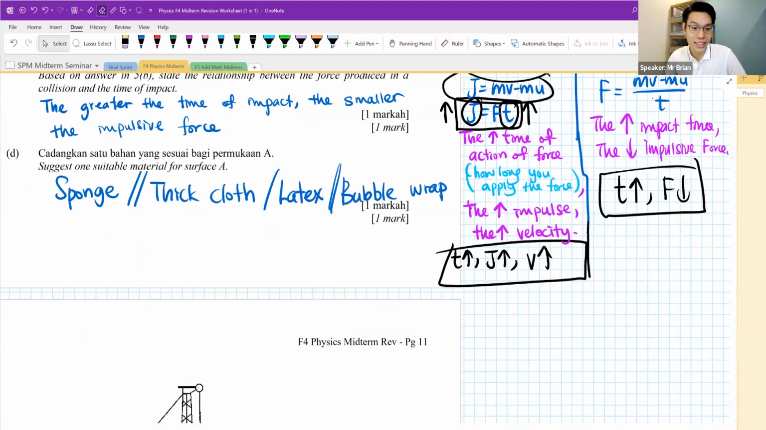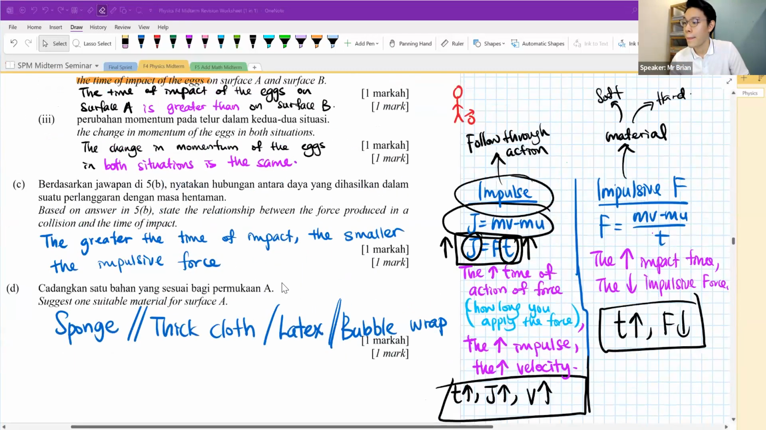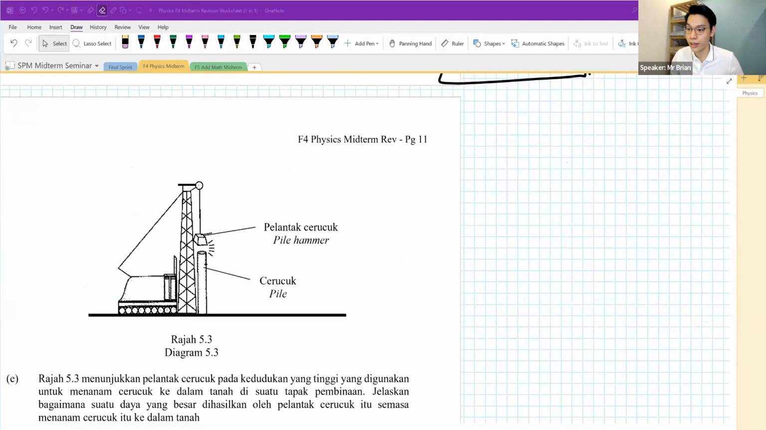Shall we move on? Impulse is not momentum. Impulse is the change in the momentum. How much the momentum has changed. Okay, can I move on? Okay, can.